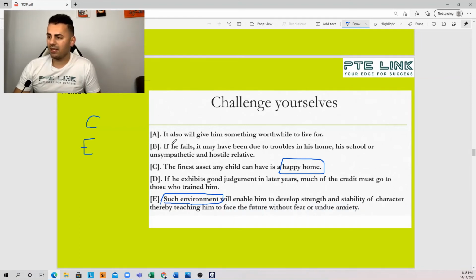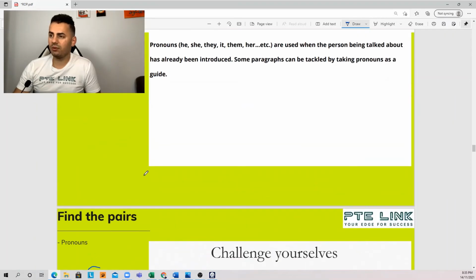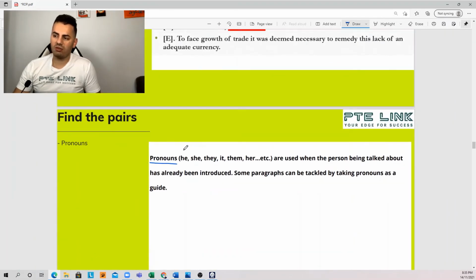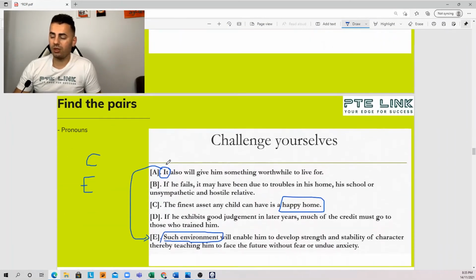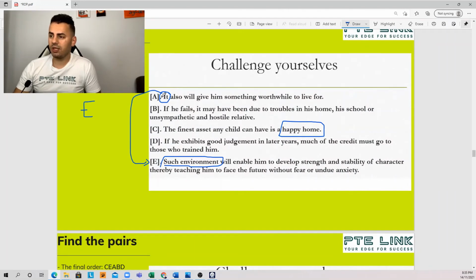Now we start looking at A. At the beginning of A I have a pronoun, it. So you have to ask yourself, this it, where is the noun that was mentioned earlier? So it will be E, okay? And that's why we all the time say pronouns like he, she, they, it, them are used when the person being talked about or the subject being talked about has already been introduced before. So looking at it, I could say that it refers to such environment.